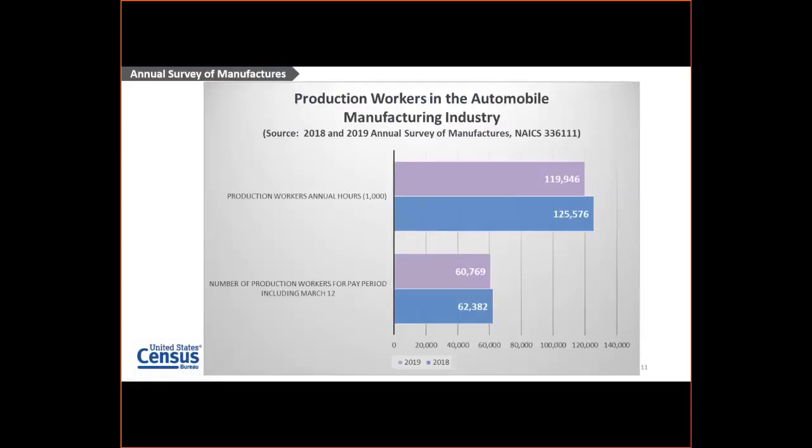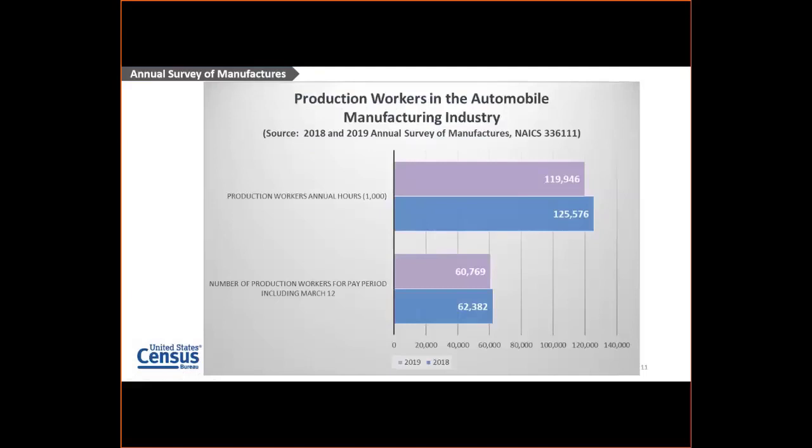This slide shows data from the ASM on production workers. So here we see the number of production workers and their annual hours slightly declined from 2018 to 2019. Now, many factors could contribute to this dip. For instance, robotics in manufacturing could be one factor.